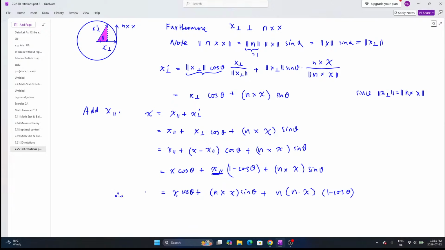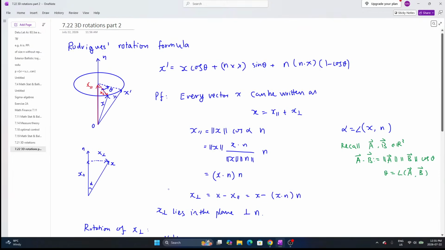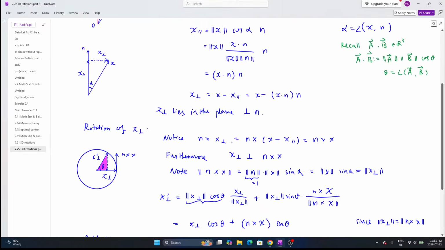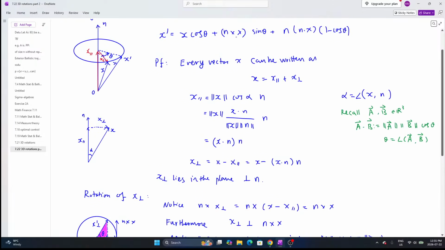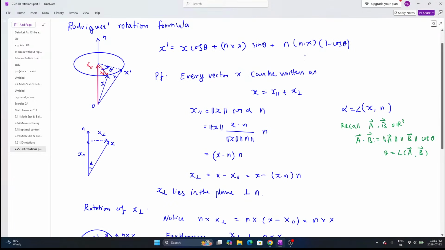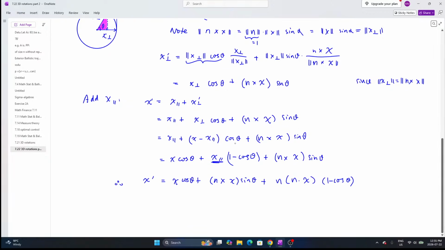So I think we have the Rodrigues formula fully ready. Yeah, you see, x times cosine of theta, that's the first term. n cross x times sine of theta, second term. And finally, n times n dot x, 1 minus cosine theta. There you go. Okay, so yeah, that's the Rodrigues formula now proved.